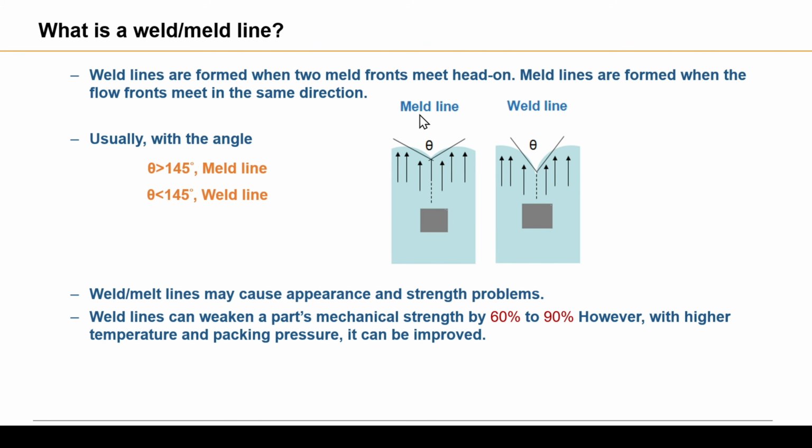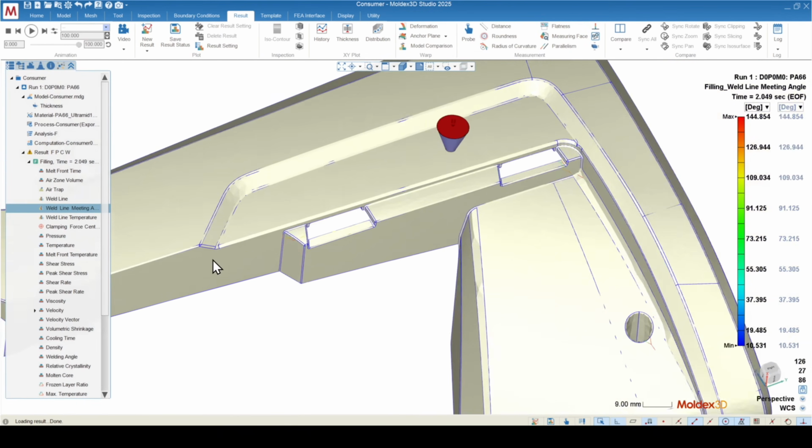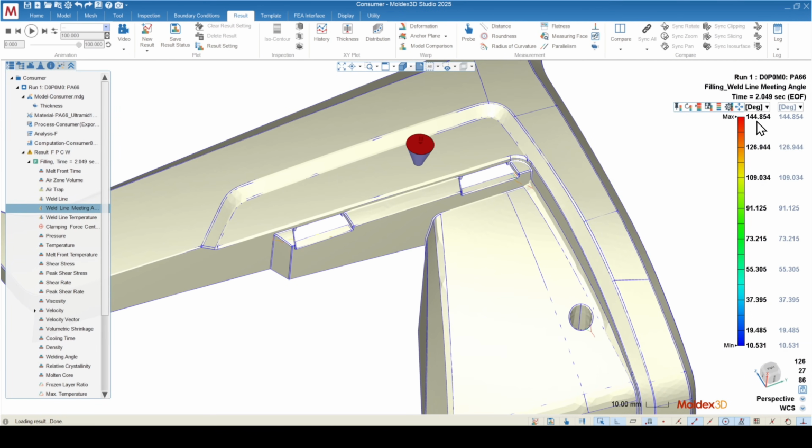Moldex3D. The barrier for this is 145 degrees, and so on the results of Moldex3D, in weld line meeting angle, you'll see the maximum value is 145 degrees, at which point we would no longer see the weld line progression. The smaller the weld line meeting angle, the weaker the weld line is going to be because of that lack of interaction between the two melt fronts.